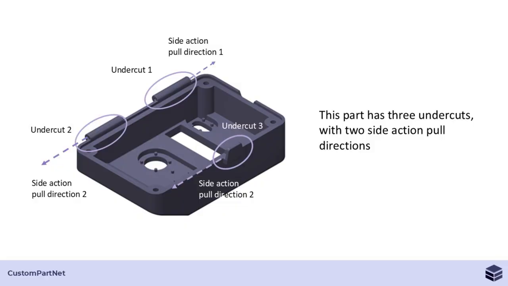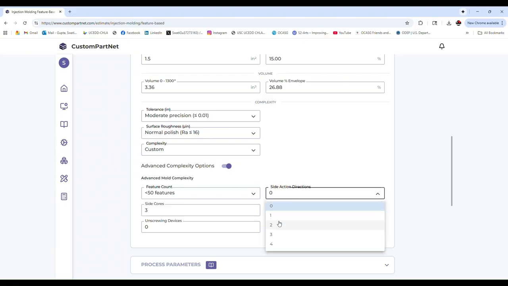We can see that this part has 3 different undercuts, so we will set total number of side cores to be 3. To make this part, 2 side cores can be pulled from one direction, and 1 side core needs to be pulled from another direction. Therefore, we will need 2 side action directions. Now we will enter this information in the estimation tool.